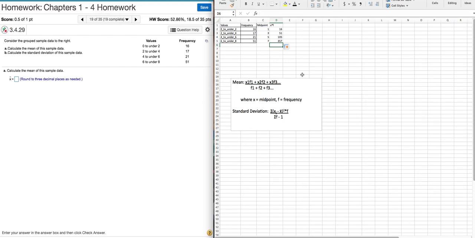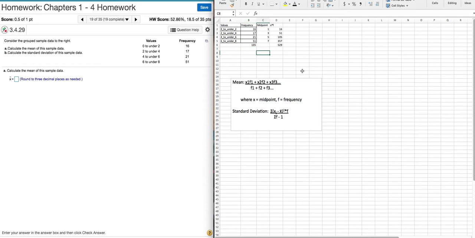So I'm going to do a sum function and select the target cells there. And we will also need a sum of the frequencies, as you can see here, for the denominator. So I'm going to go ahead and do the same thing here and sum these up. Okay. And the last step for calculating the mean would be to do that division operation.